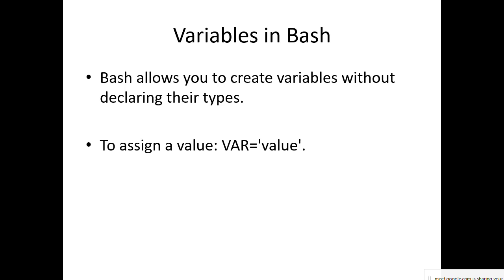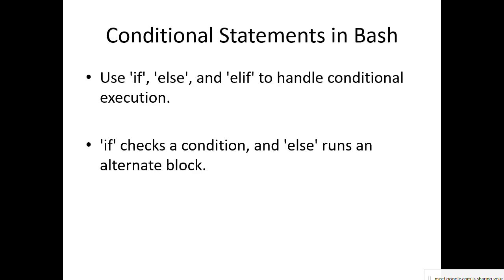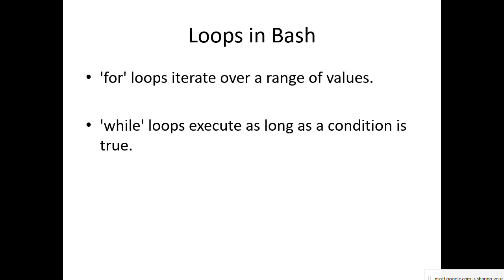Variables in Bash. Bash allows you to create variables without declaring their types. To assign a value, variable equals value. Perfect. Conditional statements. We use if, else, and elif to handle conditional execution. If checks a condition and else runs an alternate block. Next, loops in Bash. There are two loops, for loops and while loops. For loops will iterate over a range of values. While loops will execute as long as the condition is true. Perfect.